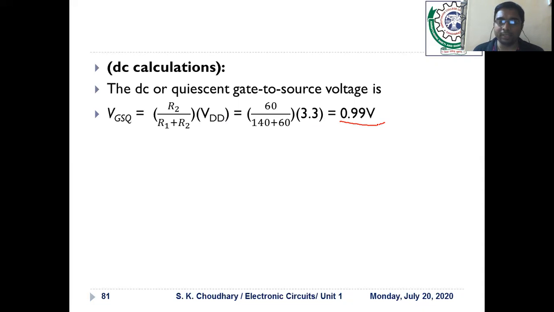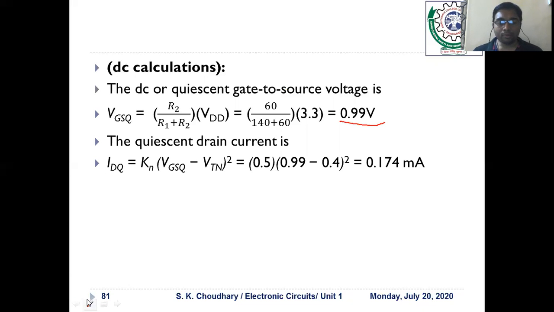Once you have got the VGSQ, you can easily calculate the ID. Because we are solving it for an amplifier, you always have to assume your transistor is biased in the saturation region. And as the transistor is biased in saturation region, the formula for the drain current is ID equal to Kn into (VGSQ minus VTN) whole square. Now you have to put in the value of Kn, which is given as 0.5 milliampere per volt square. VGS we have already found out, and VTN is given in the question. You would get the value of 0.174 milliampere.